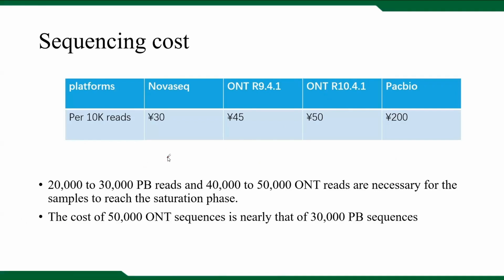Finally, we calculate the sequencing cost. The cost of 50 nanopore sequences is nearly that of 30 PacBio sequences, according to a recent promotion. The current study project per 10,000 reads is shown. Nanopore R10 is 50 Chinese yuan. Nanopore R9 is 45 Chinese yuan. PacBio is 200 Chinese yuan. And NovaSeq is 30 Chinese yuan.